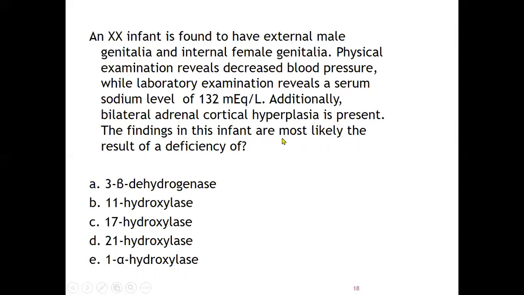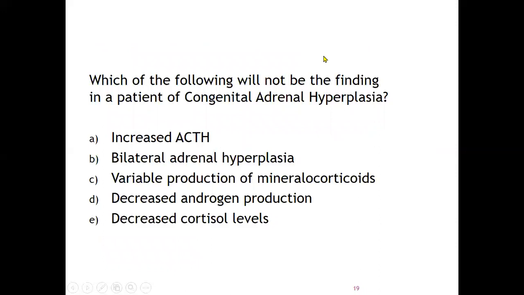Findings in this infant are most likely the result of the deficiency of a. These are the enzymes given. What can it be? Anyone can guess and keep in mind. It is the 21 hydroxylase because of all the features, all the key points: hyponatremia, then female genitalia, then decreased blood pressure. These are all in favor of 21 hydroxylase. It's a very simple question.